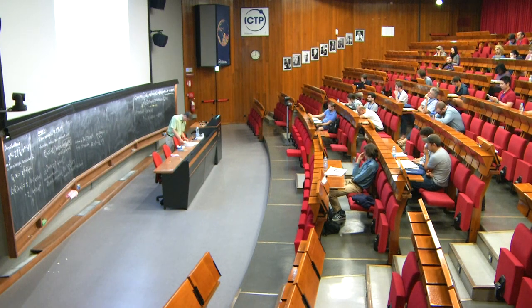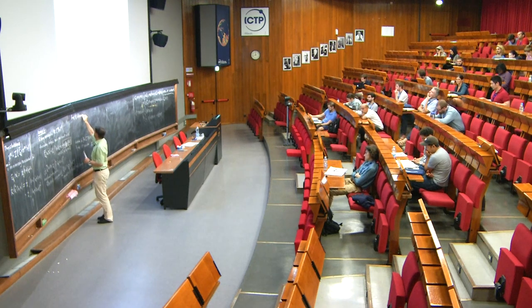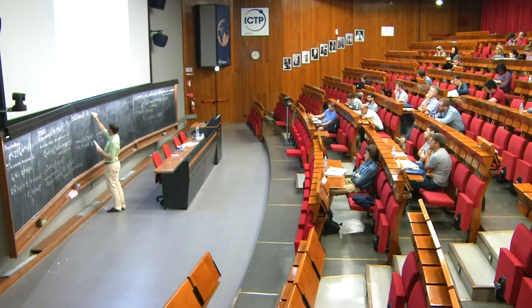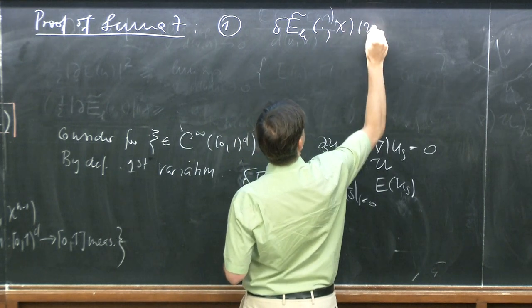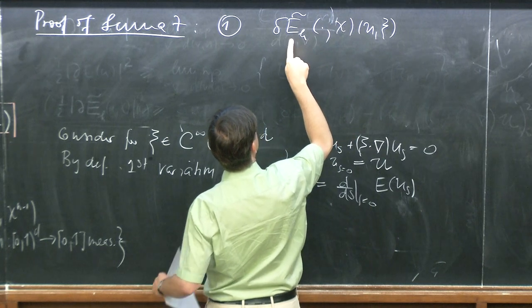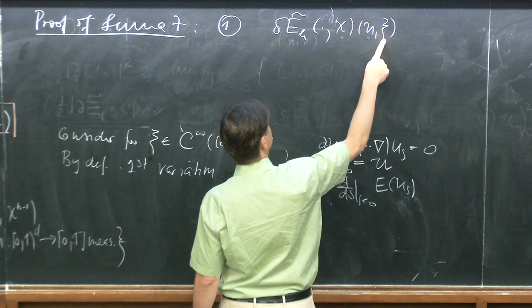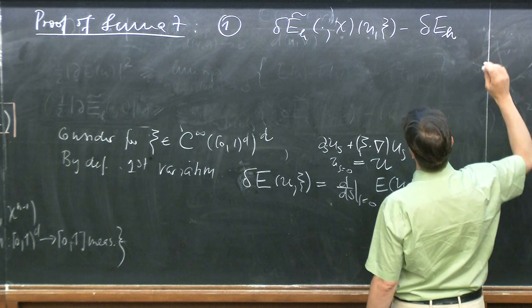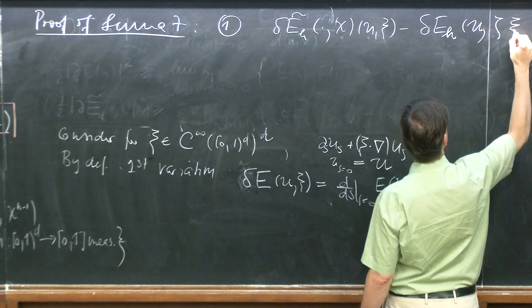Lemma 7. So, proof of Lemma 7. The first step is just a representation of the quantity which we want to look at. So the first variation of the localized energy functional with fixed configuration chi at configuration u in direction of the vector field xi, minus the first variation of the unlocalized energy functional in the configuration xi in direction of zeta times xi.